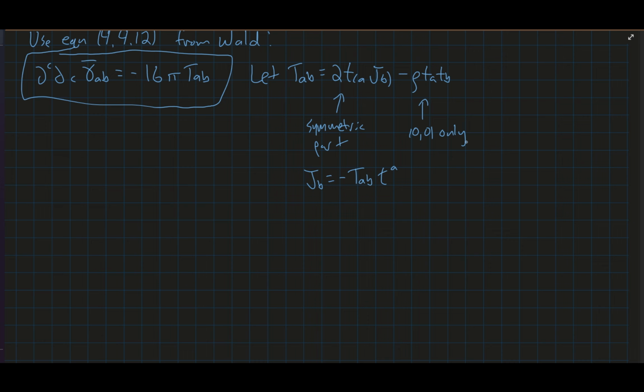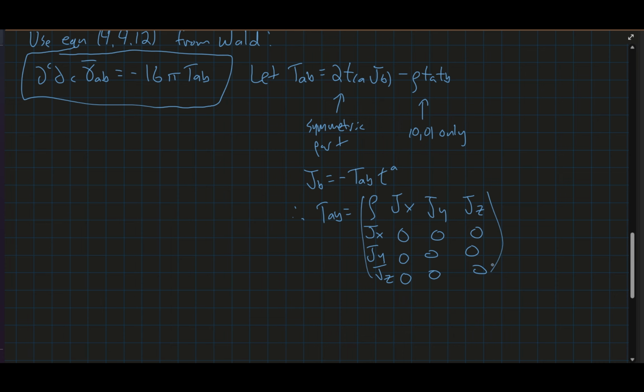Okay, so with this we can carry on here, and since JB has a TA in it, it's only non-zero if either A or B are 0, but not at the same time because of symmetry reasons. So we can write down the energy momentum tensor like this, where these J's are mass current densities or momentum densities. And we can populate the rest of the tensor with zeros.